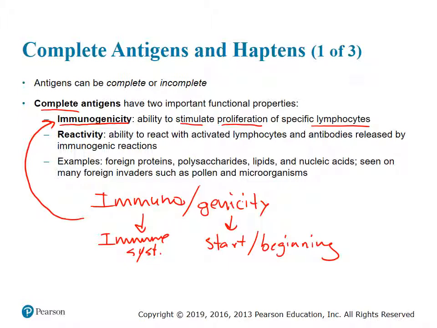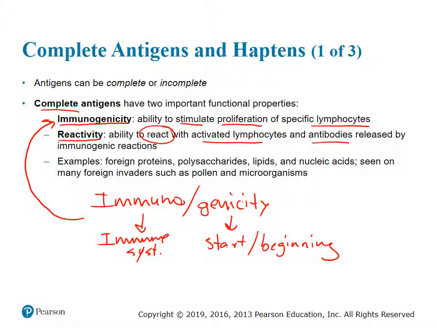So that's what a complete antigen does. A complete and whole antigen will start the lymphocytes, kick off their immune response. That's the first one. And number two, reactivity. Those activated lymphocytes and those antibodies that get made and released then react with the antigen. So it has the capability of immunogenicity, starting the whole process of the immune response, and number two, being able to react to the things that are happening.